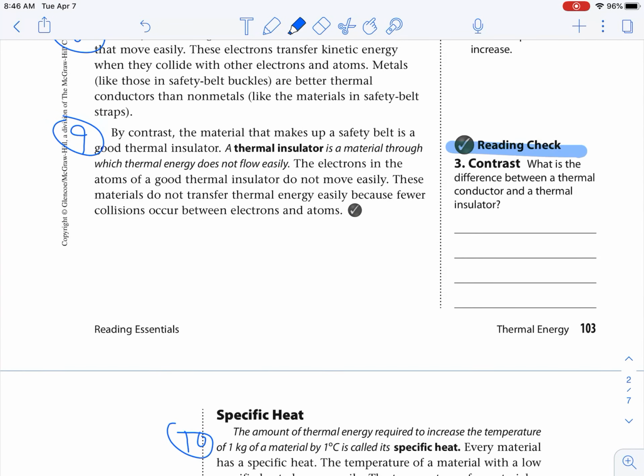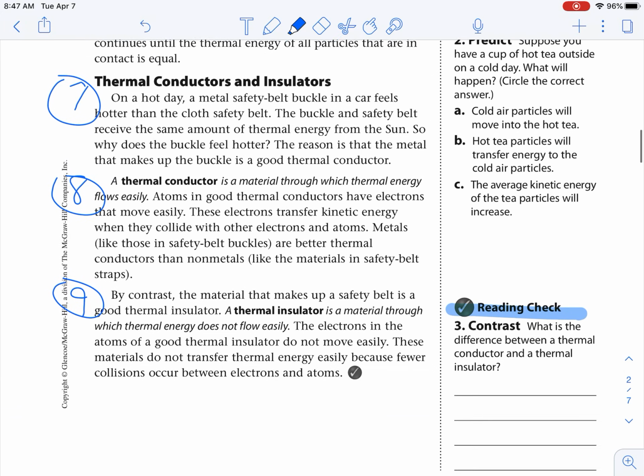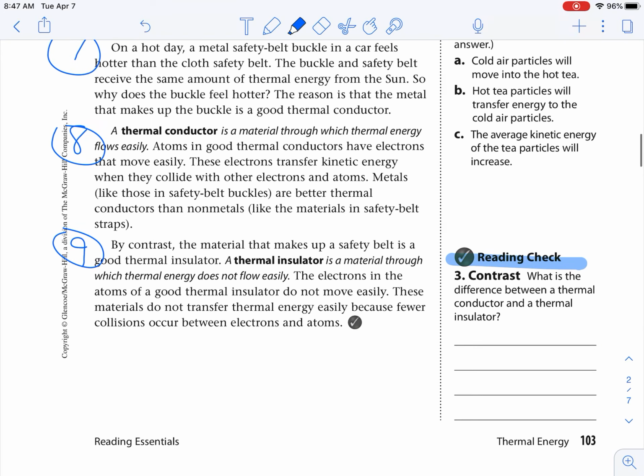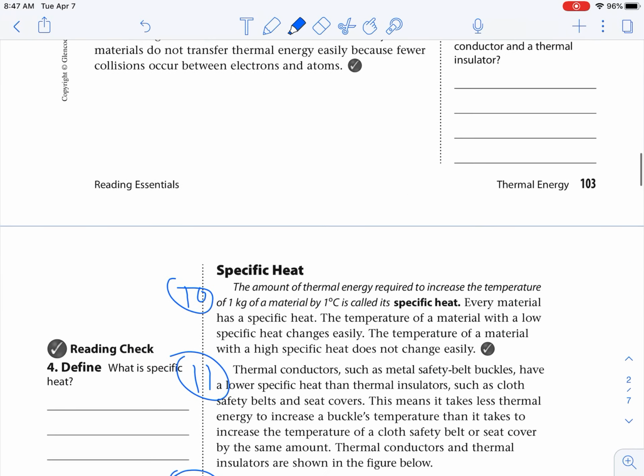Number 3, reading check, says contrast. What is the difference between a thermal conductor and a thermal insulator? Part of what you're going to be reading about is thermal conductors and insulators, and you're going to learn how some things transfer heat really well and other materials trap heat and don't transfer heat. You're going to be learning about the difference between a conductor and an insulator. This is going to help us when we design our own thermos cup later in this unit.